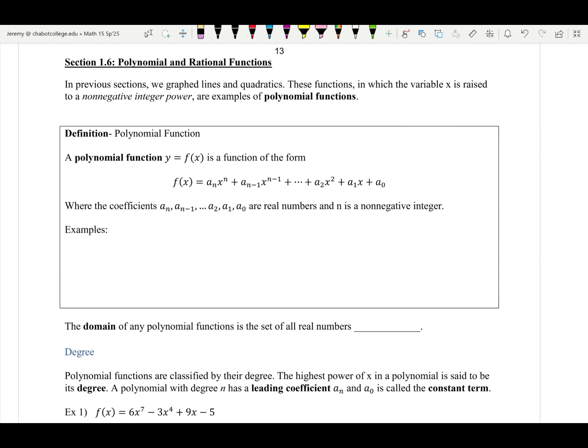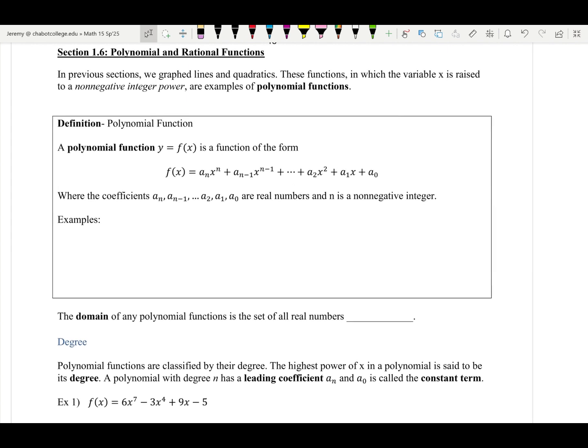But if we look at each of the terms of this polynomial written out here, we have an a sub n factor, and then we have the variable factor. The a sub n just represents a constant, or we call it a coefficient. So this is just going to be some real number. And then the x to the n, that's our variable x raised to some power n. And n is going to be a non-negative integer.